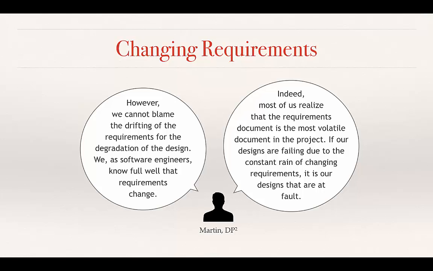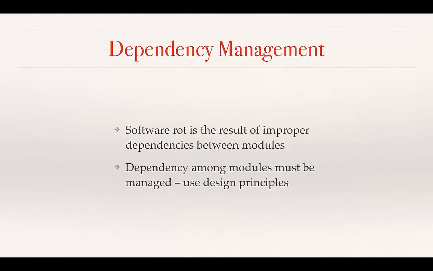Okay, so the problem is not changing requirements. Those are just a reality that we have to live with. The problem is with the design. So how does Martin propose to fix the problem? Well, he gets even more specific. He says that the cause of software rot can be traced back to improper dependencies between modules. And the way to cure software rot is to manage those dependencies using basic design principles.